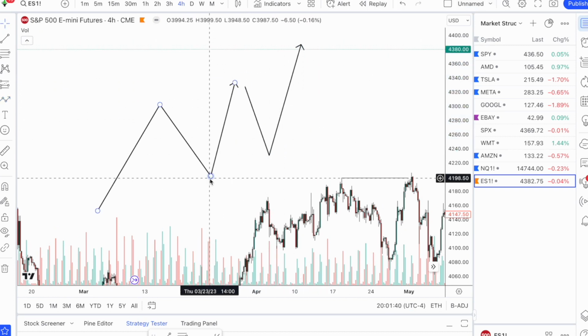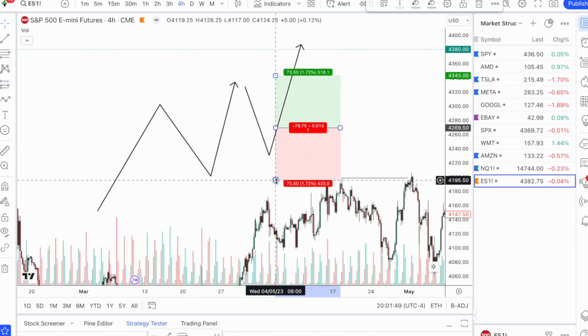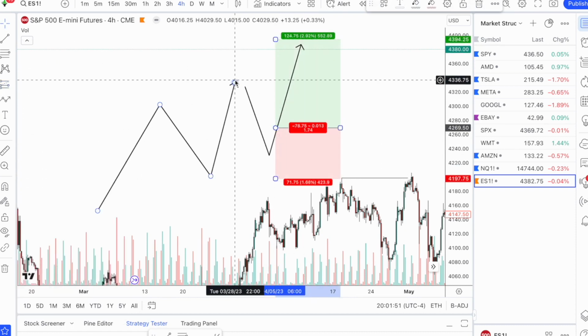I want to put my stop below this low because in an uptrend, lows shouldn't break. And I want to target the highs up here. You want to be setting up a trade like this, okay?